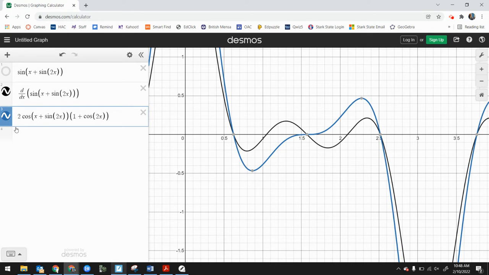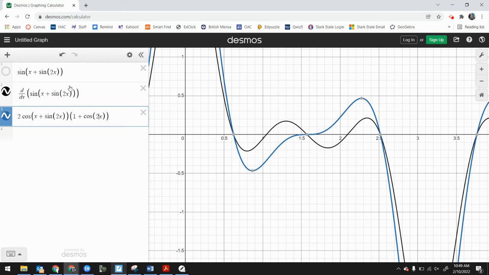I guess the moral of the story is that there's something weird going on. Did I screw up my derivative somehow? I must have done something wrong along the way, because my derivative is not matching the derivative that Desmos is telling me it is. So what you can do is go back and check your answers.